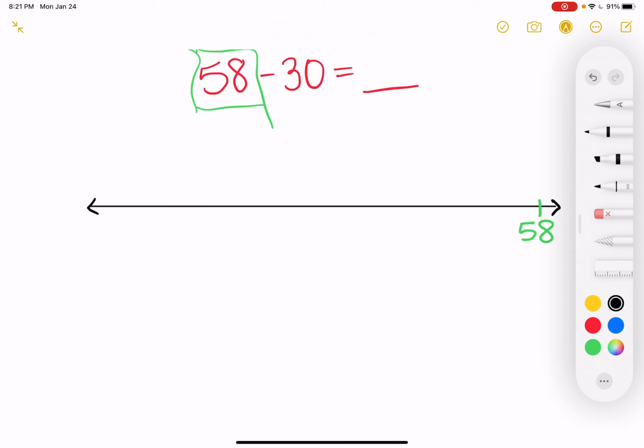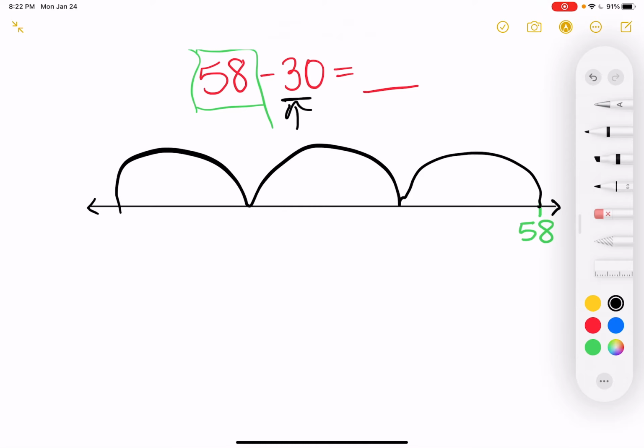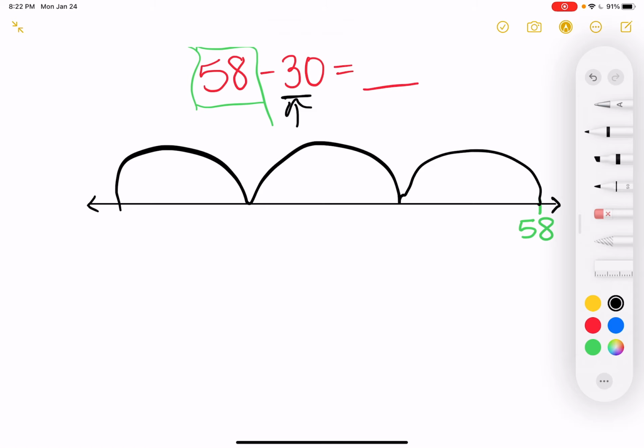Then I can go check out my tens and say, okay, my tens digit is 3. So I'm going to count back 3 tens. 10, 20, 30. So this was minus 10, minus 10, minus 10.